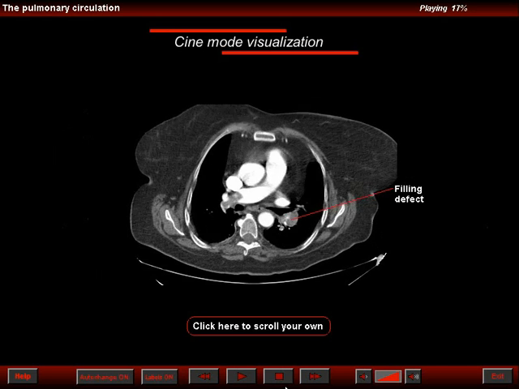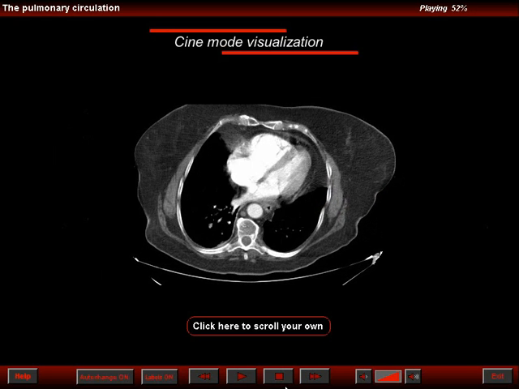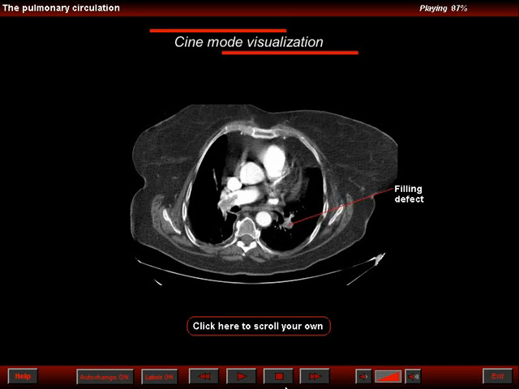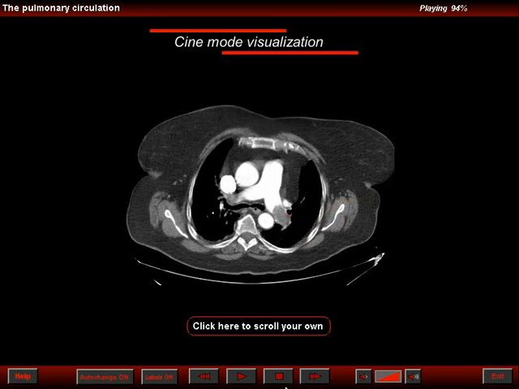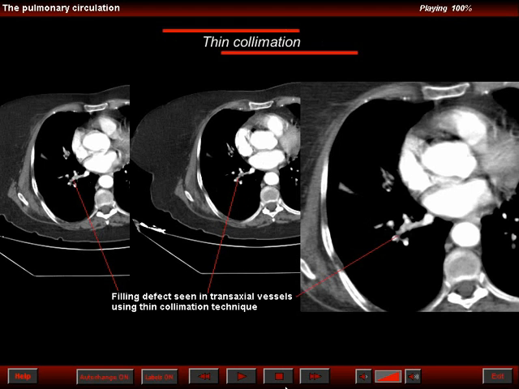In this scene mode, note the filling defects proceeding craniocaudally and caudocranially. Note the effects of thin collimation. Filling defects are seen in transaxial vessels by using thin collimation.